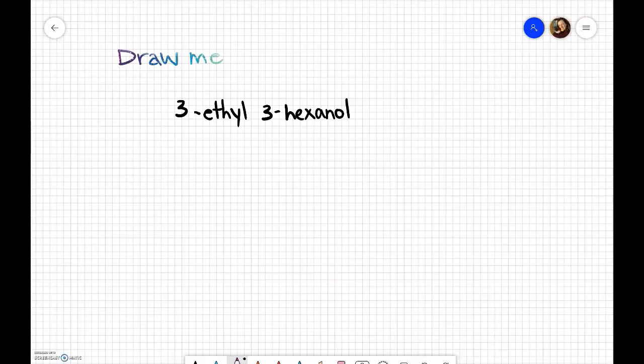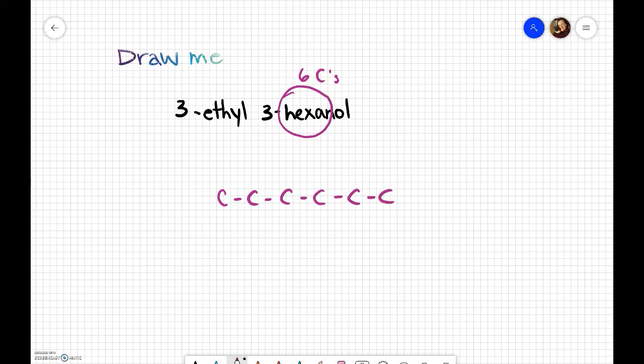Our next one is going in the opposite direction. I need to pick apart this name and start drawing it all out. And when I'm doing that, I generally like to go from the prefix of the total number of carbons in the main chain. That's generally my easiest way of doing it. So I see a hex, which means 6 carbons. So I'm going to start there. 1, 2, 3, 4, 5, and 6.